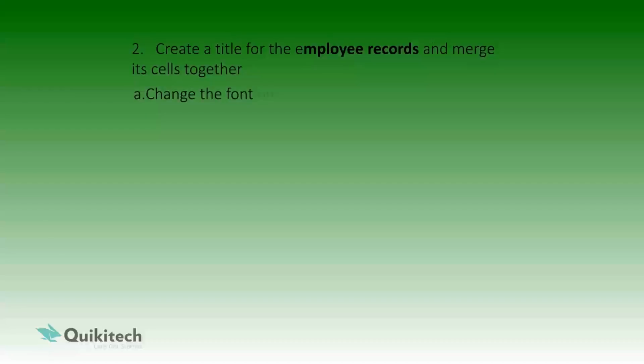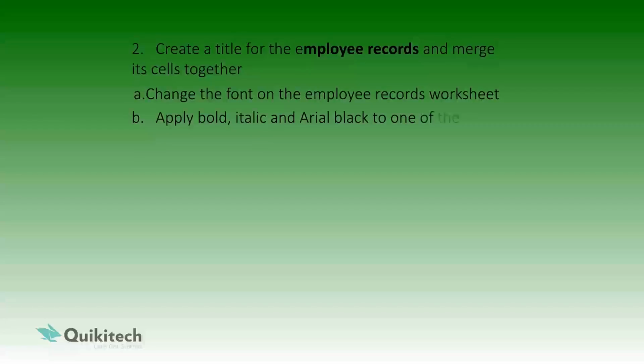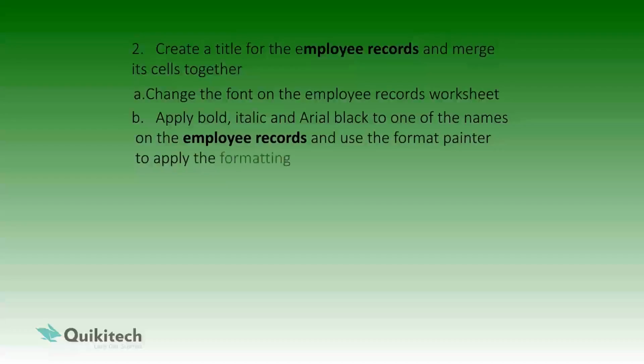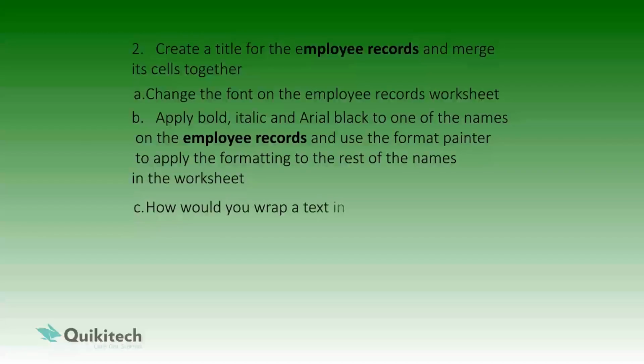2. Create a title for the employee records and merge its cells together. A. Change the font on the employee records worksheet. B. Apply bold, italic, and Arial Black to one of the names of the employee records, and use the Format Painter to apply the formatting to the rest of the names in the worksheet. C. How would you wrap text in a cell?